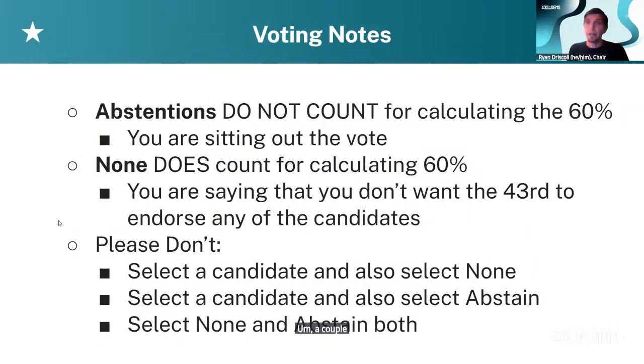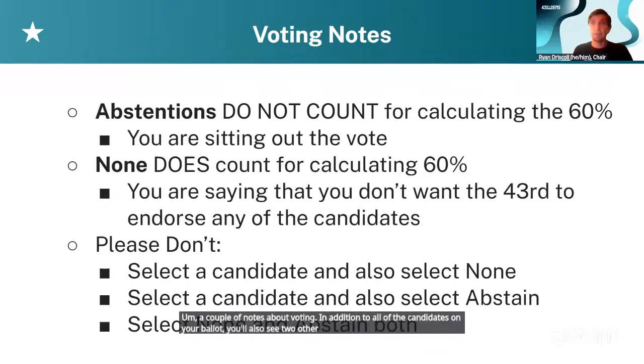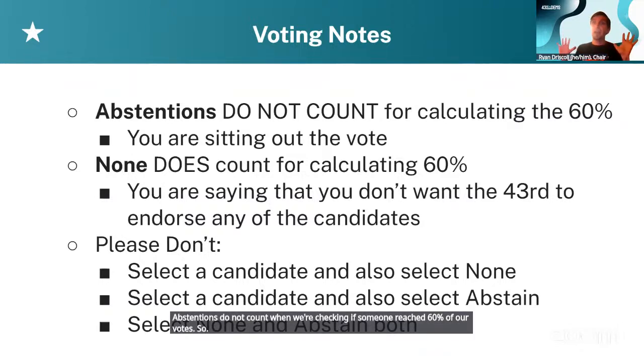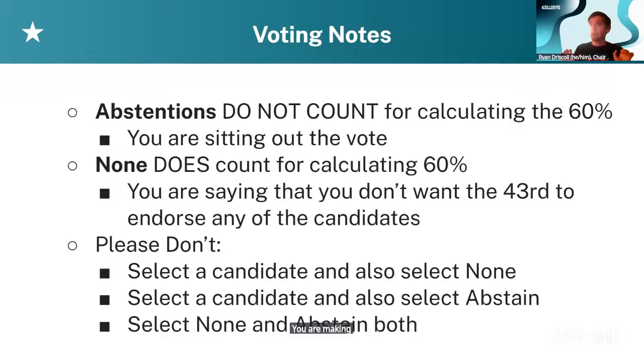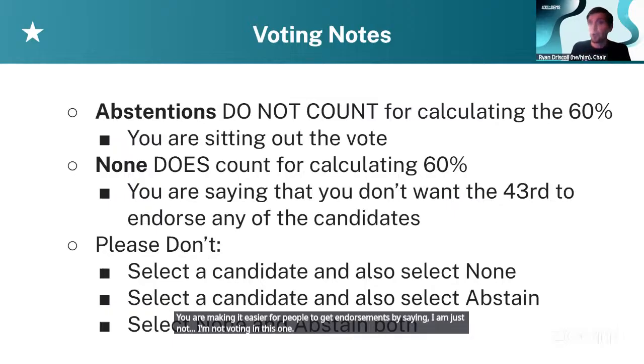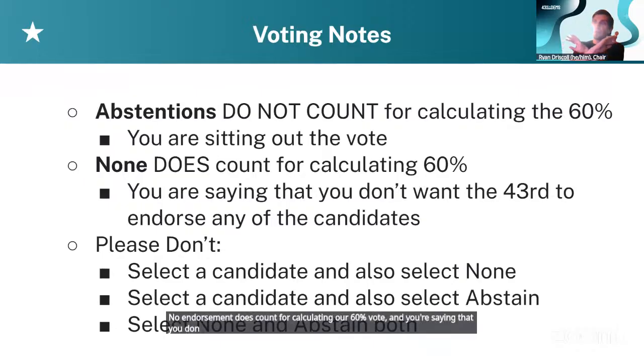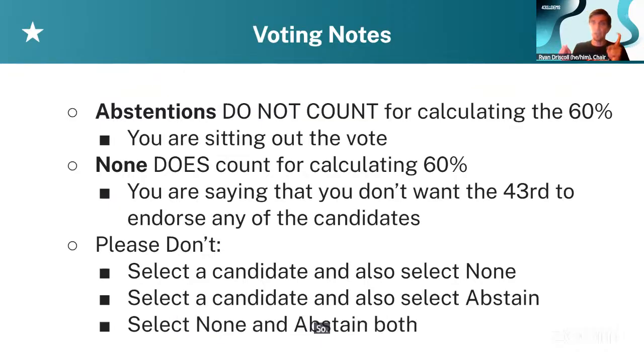A couple of notes about voting. In addition to all of the candidates on your ballot, you'll also see 2 other options. One of them is to abstain. Abstentions do not count when we're checking if someone reached 60% of our votes. So abstention means you are sitting out of the vote. You are making it easier for people to get endorsements by saying, I'm not voting in this one. No endorsement does count for calculating our 60% vote, and you're saying that you don't want the 43rd to endorse any of these candidates. You want us to have no endorsement. So abstentions don't count, and they make it easier. No endorsement does count, and it makes it harder.